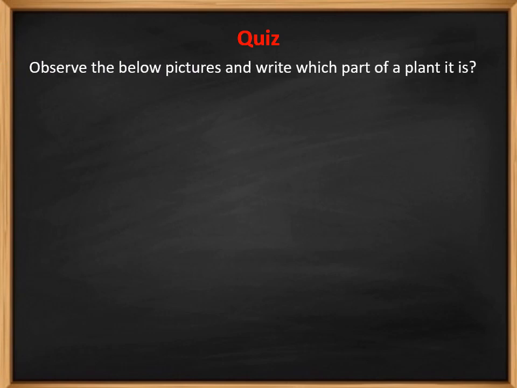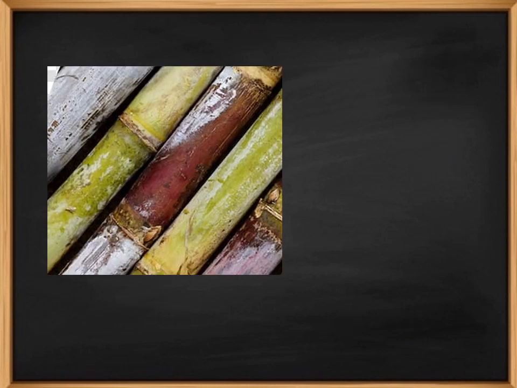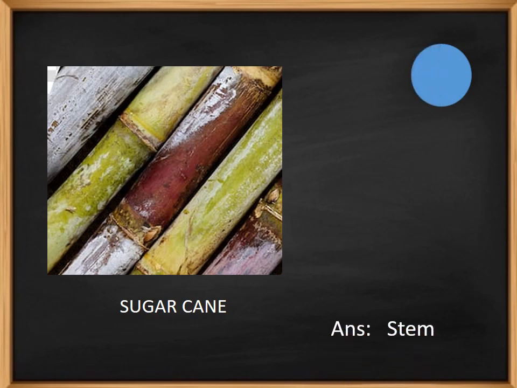So, here's a quiz for you all. You have to observe the picture and write which part of a plant it is. It's a cabbage and your time starts now. The answer is leaf. Second one, sugarcane and your time starts now. Time up and the answer is stem.